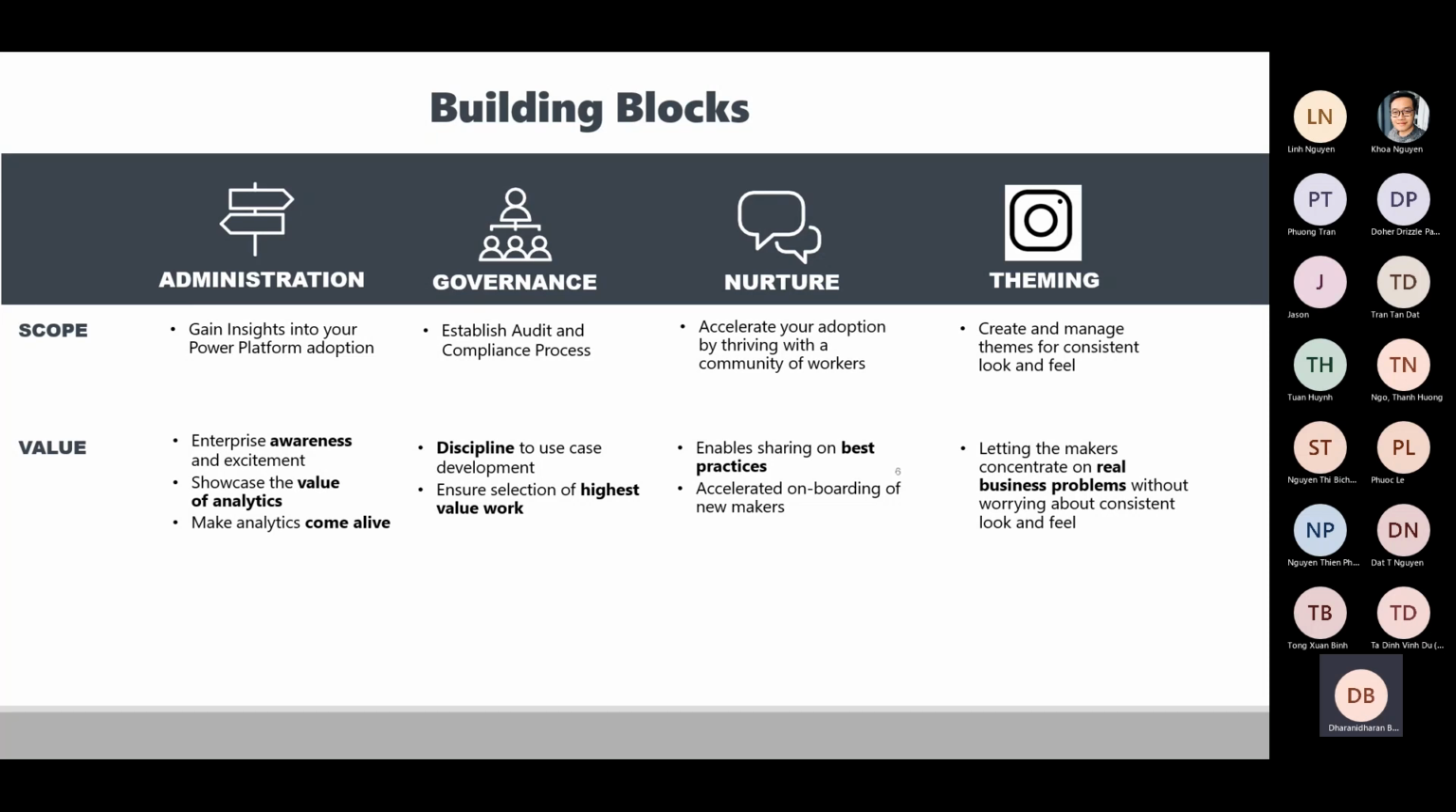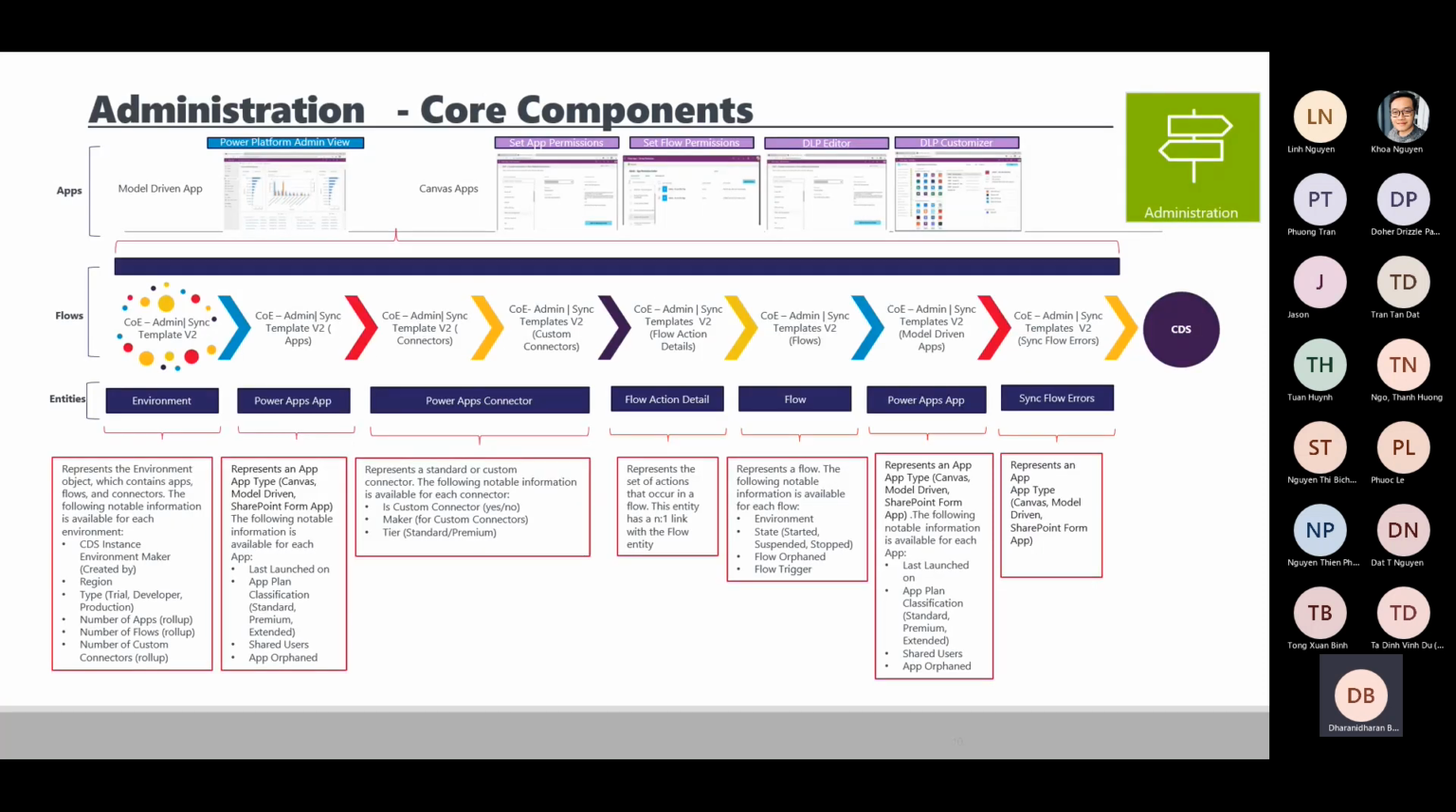Similarly, the administration, if you take this, would be very helpful for the admins. And governance-wise, you can govern your environments, your apps, your Power Automate flows, connectors, custom connections, app licenses, everything you will be able to monitor with the help of this Power Platform COE toolkit. So that's the reason I'm saying administration, governance, nurture, and theming are the building blocks of this Power Platform COE toolkit.